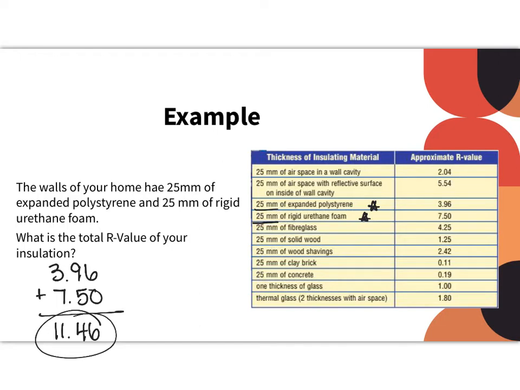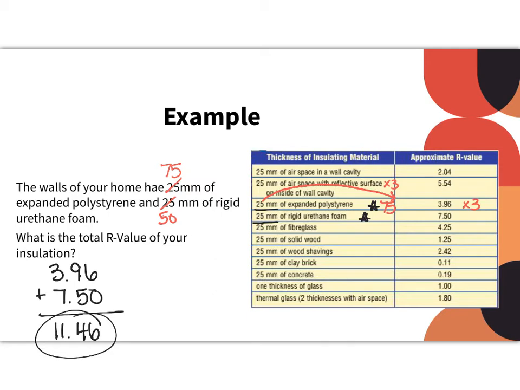Now, what happens if we add a thicker layer? So let's look at the same question, but let's have different thicknesses. Let's have 75 millimeters of expanded polystyrene and 50 millimeters of rigid urethane foam. Okay, so 25 millimeters, we actually had 75 here. To get from 25 to 75, I multiplied by 3. Therefore, I need to multiply this R value by 3 to get the total R value of 75 millimeters of expanded polystyrene.